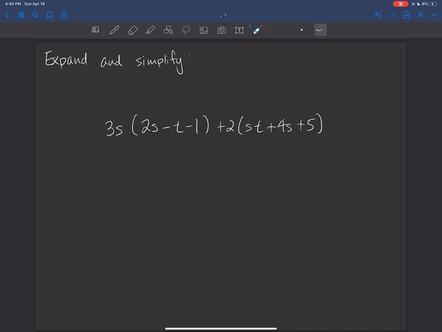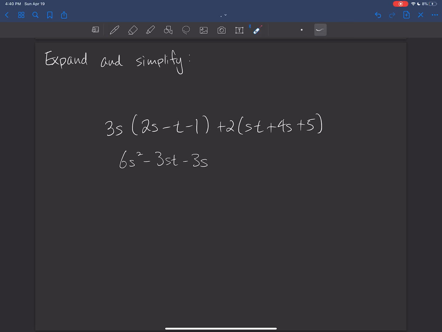All right, let's expand and simplify this expression that we have here. So first, I want to expand. So I start off by multiplying the 3s to all the terms inside the set of brackets. So first, 3s times 2s is 6s squared. 3s times negative t would be negative 3st. And 3s times negative 1 would be negative 3s.